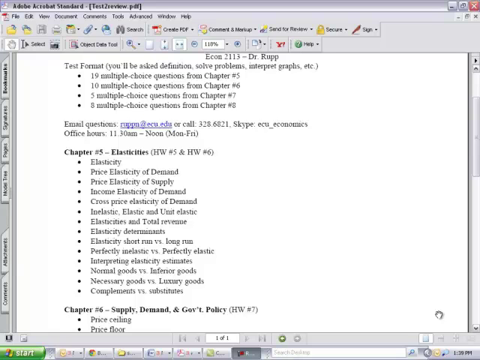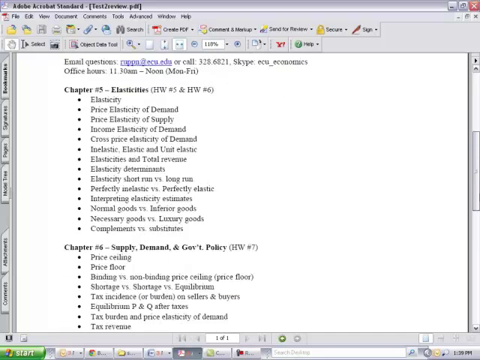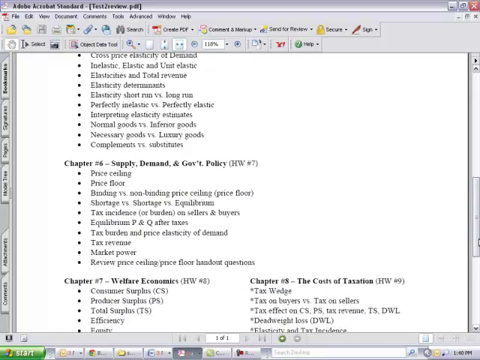Also, you should know the difference between a normal good, a luxury good, an inferior good, and a necessary good, and all of these are measures that we use the income elasticity of demand to answer. For substitutes and complements, we use the cross price elasticity of demand to answer questions about whether goods are complements or substitutes. We look at the cross price number, and whether it's positive or negative will drive the answer to substitutes or complements.